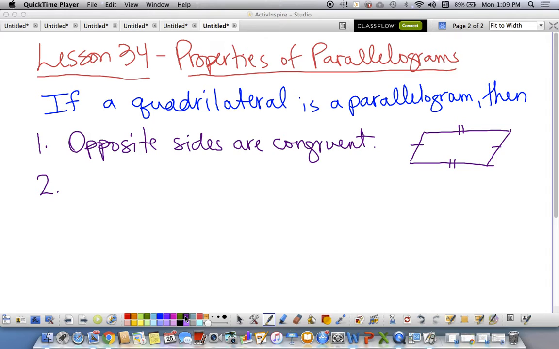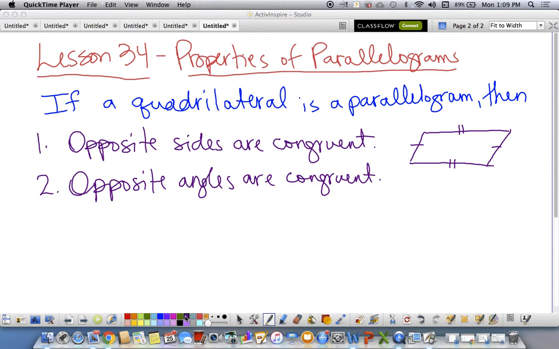The second one, the opposite angles are congruent. What does it mean to be an opposite angle? Angles that are across from each other. The angles that are across from each other are congruent to each other.